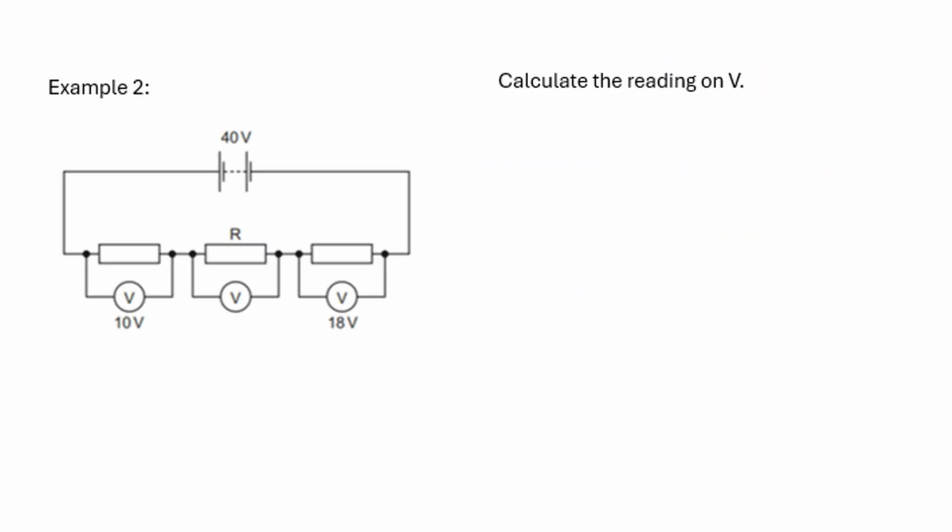Here is a slightly different example. Still 3 resistors in series. Each resistor has their own voltmeter over it. Remember, voltmeters are in parallel over whatever they're measuring.